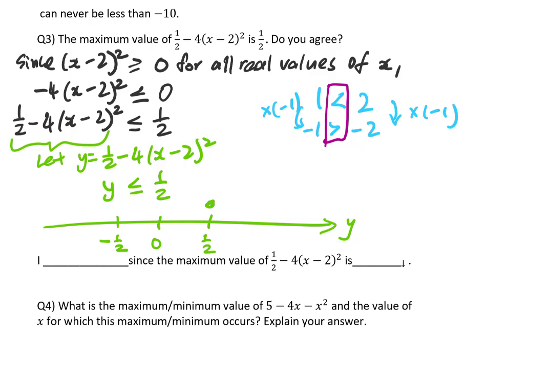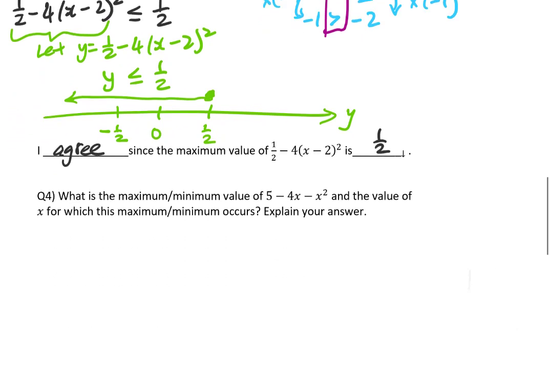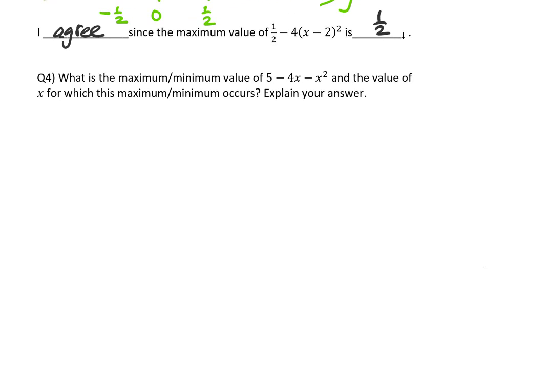Shade here. Now point towards where? Y is less than or equal to half. So I point towards the left side. So that means the maximum that I can go is half. So do you agree that the maximum value is half? I agree. Why? Since the maximum value of that expression is half. Okay? So moving on to the last question.